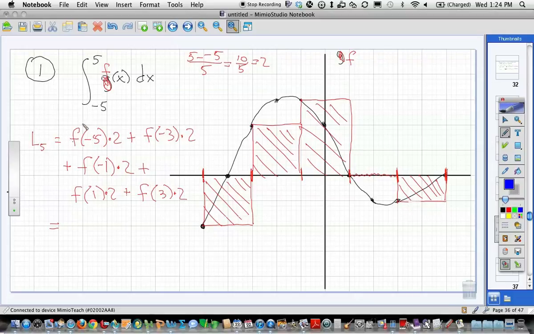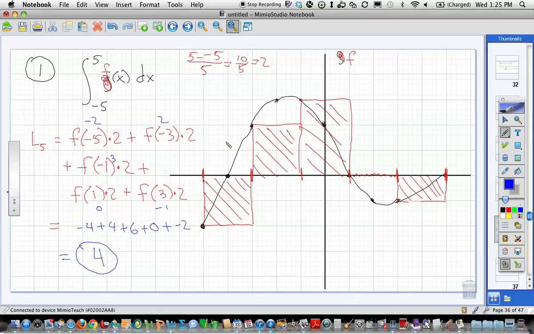So f of negative 5, of course, is negative 2, and f of negative 3 looks like is 2, and f of negative 1 is, 1, 2, 3, and f of 1 is 0, and f of 3 is negative 1. So we get negative 4 plus 6 plus 0 plus negative 2. So it looks like we get a final answer of 4. Right? So, on 1 through 6, it'll look like that.